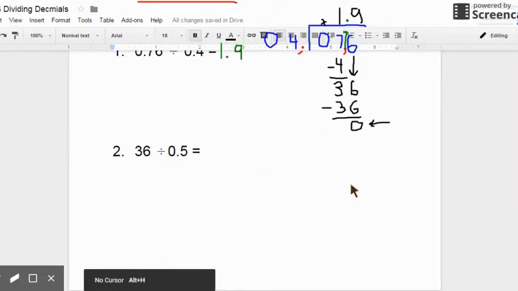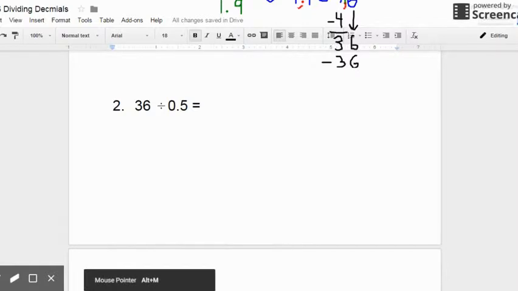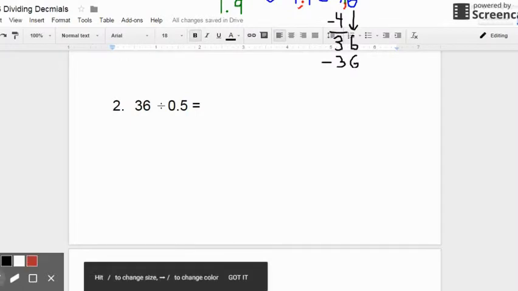Let's go ahead and look at another example. I'm going to erase this 0 part up here. You don't need to do that. Just want to give myself plenty of room. So here we go. Now we have a whole number being divided by a decimal. We have 36 divided by 0.5. Well, the steps are the same. So let's go ahead and make our division house.